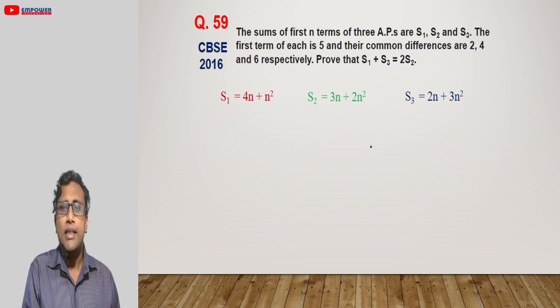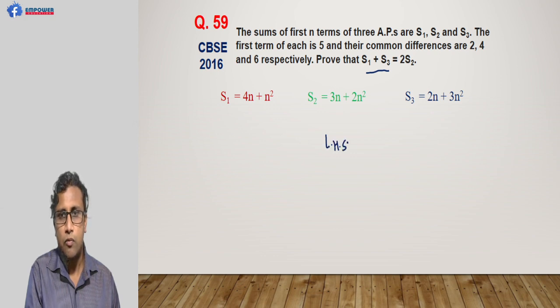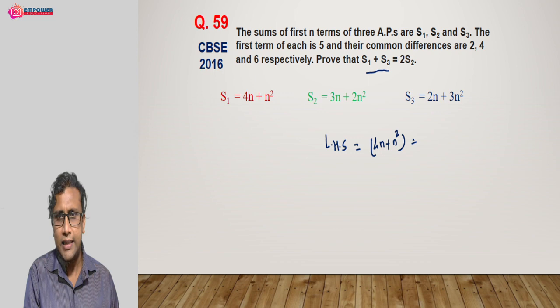So what we can do? Just take the LHS of the proof. What is the LHS? S1 plus S3, so this is my LHS. 4n plus n square plus S3, 2n plus 3n square. Instead of S1 and S3, I have directly written these values. So what I am going to get? 4n plus 2n will become 6n, plus n square plus 3n square will become 4n square.